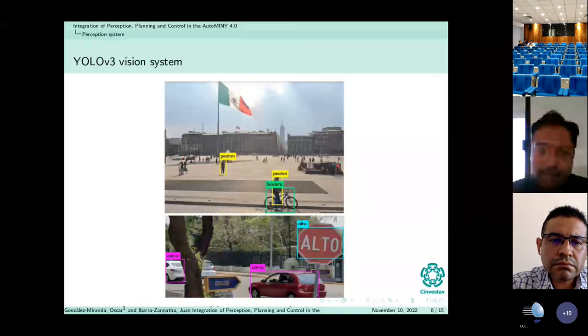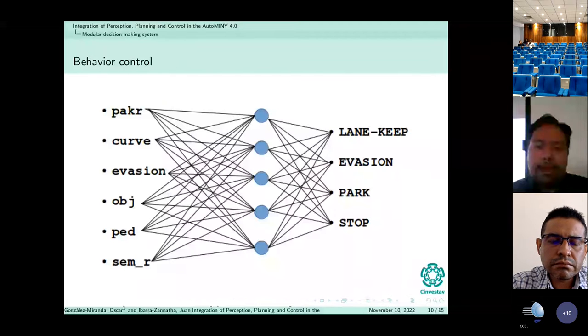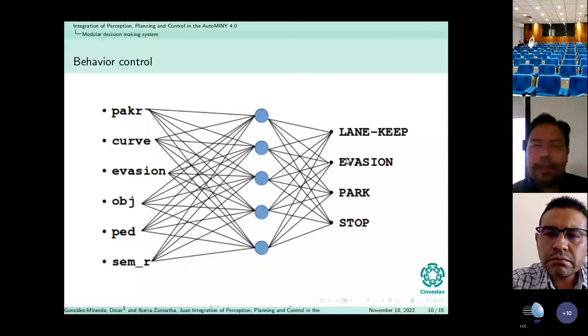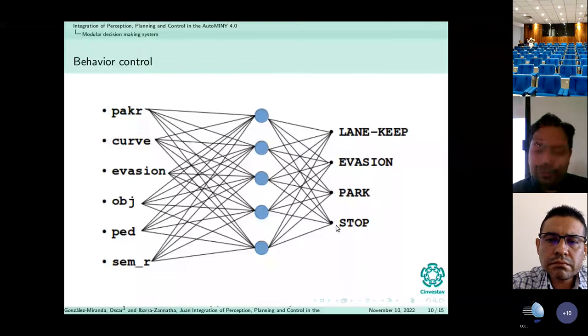And talking about the decision making, the behavior selector is another neural network, and it has binary variables as input and output. And to train it, we need to build a truth table. And to do the classification, it's easy. We only need 5 neurons in one hidden layer, and that is all.